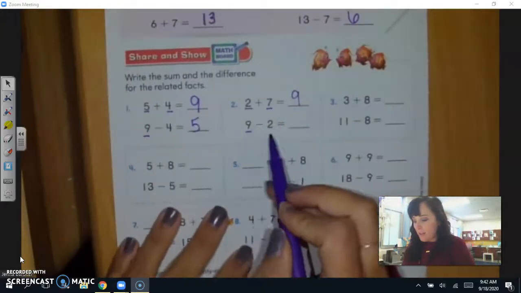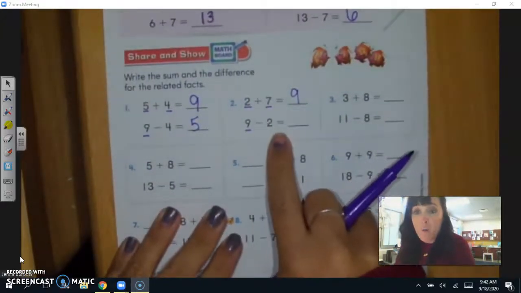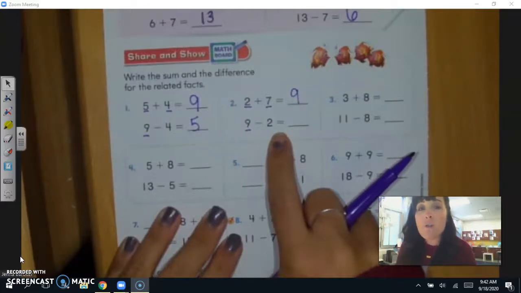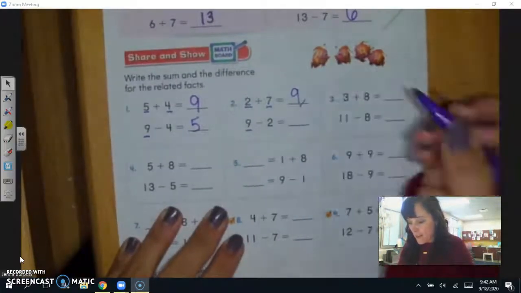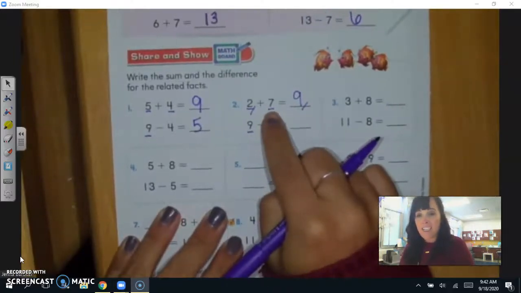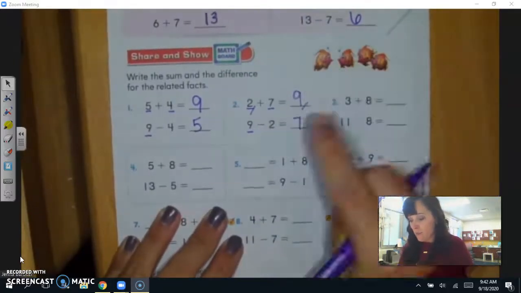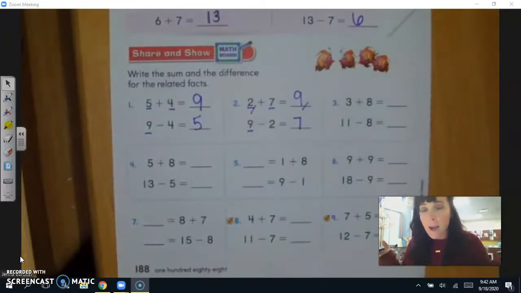So here we have 9 minus 2. And if you don't even want to try the math, you don't have to. You can do it super quick because I know that I've used 9 and I've used 2. The number left in my fact family is 7. So 9 minus 2 equals 7. I don't even have to figure it out. It's that easy because I already know the fact family.